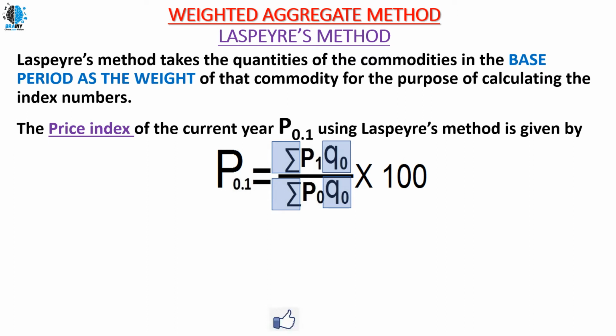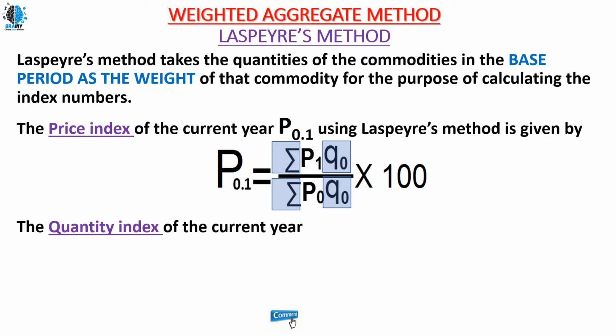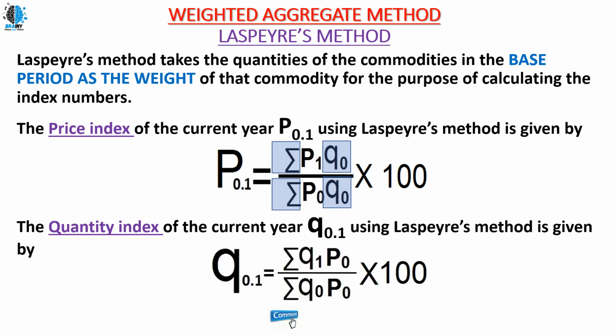Here the weight is given to the quantities of the base year. If I take the quantity index, it will be similar. In place of the price index, where we have P1 and P0, in the quantity index we have Q1 and Q0. In the price index we have Q0 as a weight. In the quantity index we have P0 as a weight. So this is the formula of our Laspeyres method.